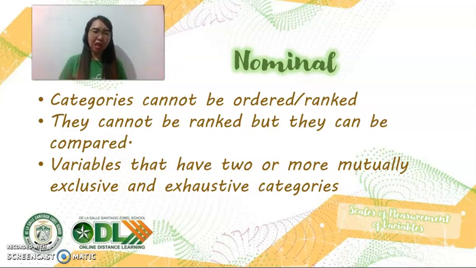What are some examples? States of a country, gender, sections or senior high school strands. There's no first, second, or third arrangement there. You cannot rank them. And so if your variable is nominal, cannot be ordered or ranked, then the appropriate statistical treatment for this one is chi-square. Chi-square is the name of the game. So nominal cannot be transformed numerically.